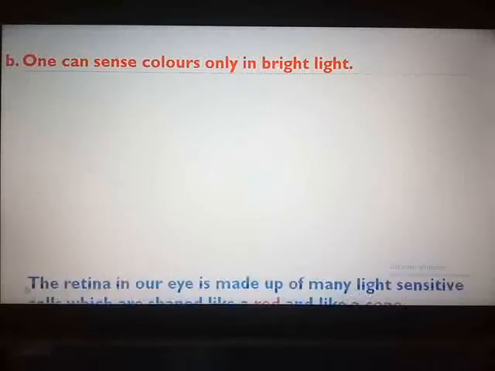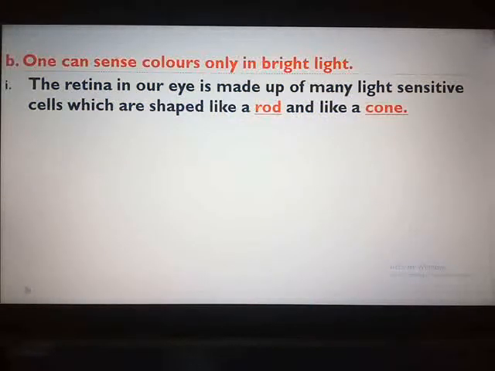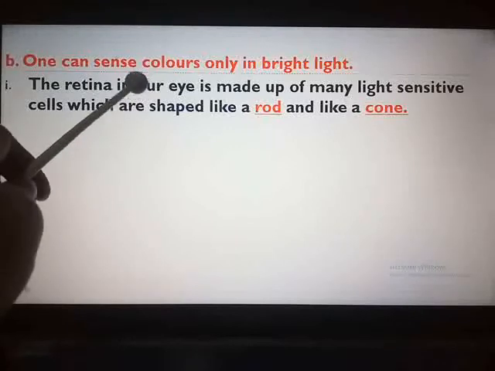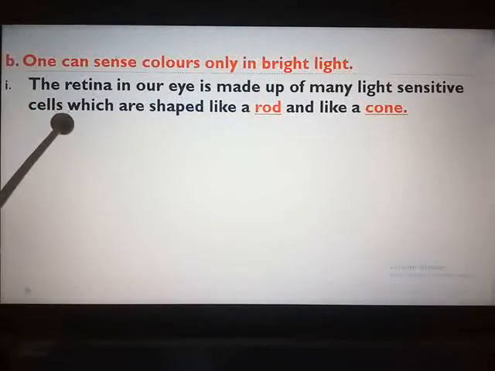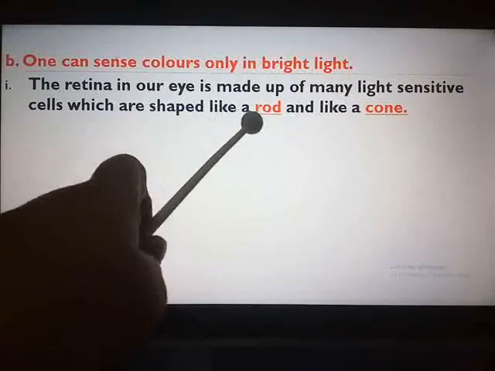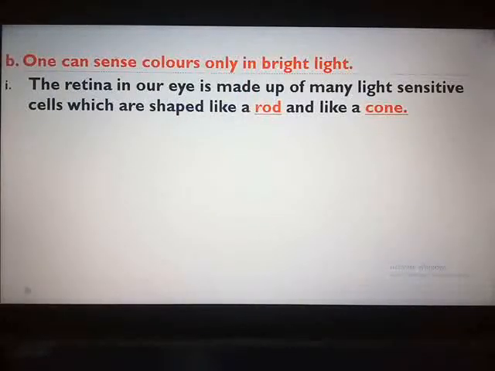Your first point should include that the retina in your eye, now you have to write our eye, is made up of many light sensitive cells which are shaped like a rod and like a cone. Directly you cannot write about what the conical cells do or the rod shaped cells do. So the first step should be that the retina is made up of two types of cells that you have to mention. So that is the first line of that last paragraph, page number 91.